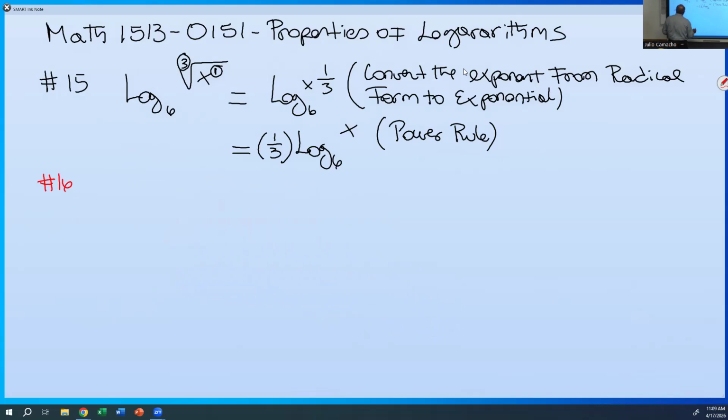Let me change colors. Example 16. In example 16, we're in 17. Give me a second, guys. I jumped a page.